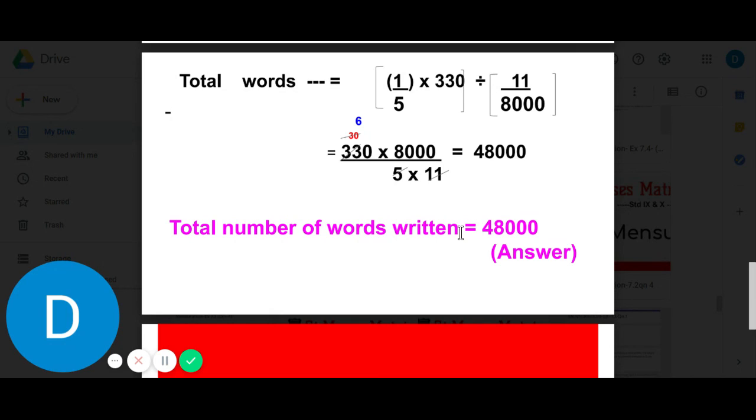So in this sum we have used the volume of the cylinder formula because the barrel is in the shape of the cylinder. We used the volume of cylinder formula, and the formula to find out volume of a cylinder is equal to pi r square h cubic units.